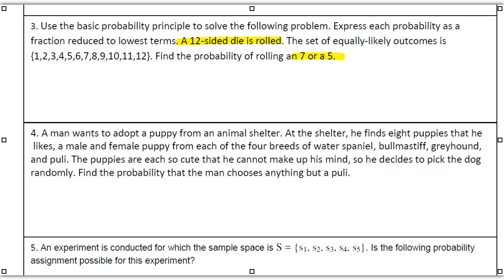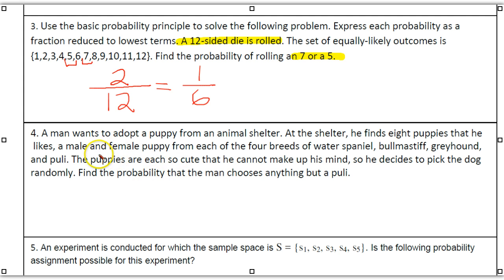Well, in your overall sample field, there are 12 items, and you're looking for 2 of them, either a 7 or a 5. That would be 2 out of 12, which would be 1 out of 6.